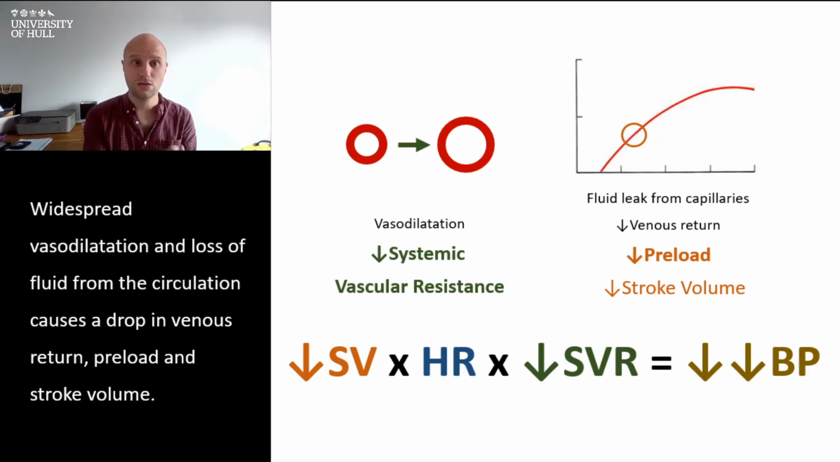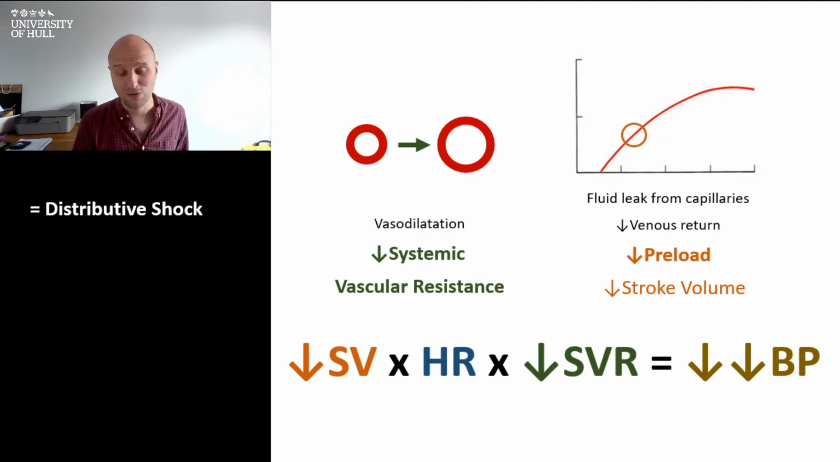And both of these two things combined, so the vasodilatation brought about by the inflammatory mediators and the leak of fluid from the capillaries, meaning that fluid is sort of leaving the circulation, forming edema, and the fluid is not being returned to the circulation, and so our heart isn't pumping as effectively because it's not being stretched by the preload, meaning we have a drop in our stroke volume, a drop in our systemic vascular resistance, a drop in our blood pressure, and also this will affect tissue perfusion. And all these things combined mean that we would call this a distributive shock.